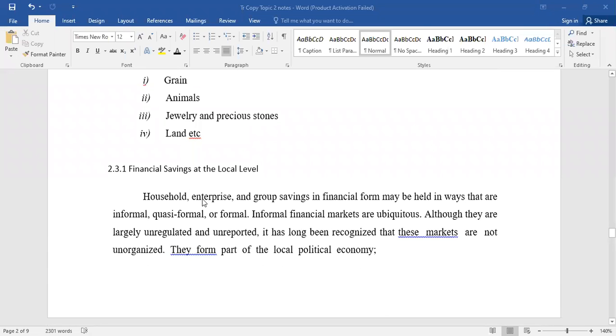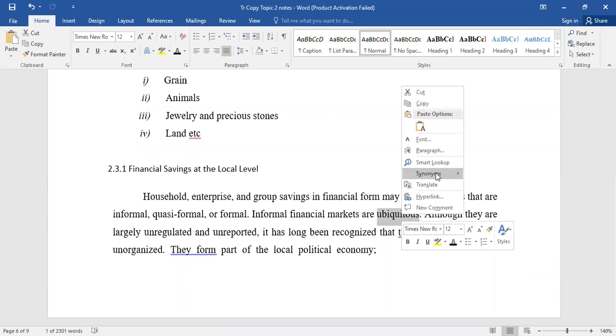Then 3, and we are coming to the tail end. You can see my time is really running. Now, when we are talking of financial savings at the local level, we are talking of the household, enterprise, or group savings. These are the people who make the informal financial market. And there is this term, they are so ubiquitous. It means abundant. It means there are so many. This is where the people are.